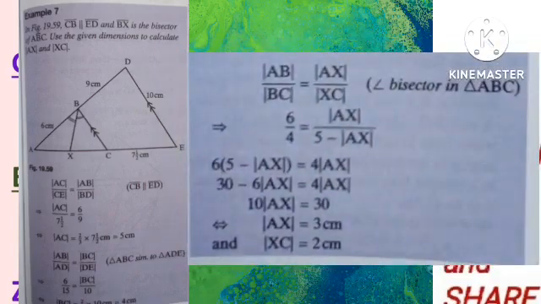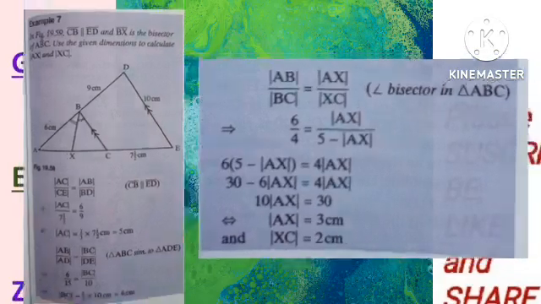Then we use that knowledge to solve AB over BC equals AX over XC. The reason for this is the bisector theorem. So when you bisect an angle, it divides the opposite side in the same ratio as the containing sides. So next, when we solve that, we'll also have XC as 2 centimeters. So these theorems are all connected. We have used three theorems to solve one question.